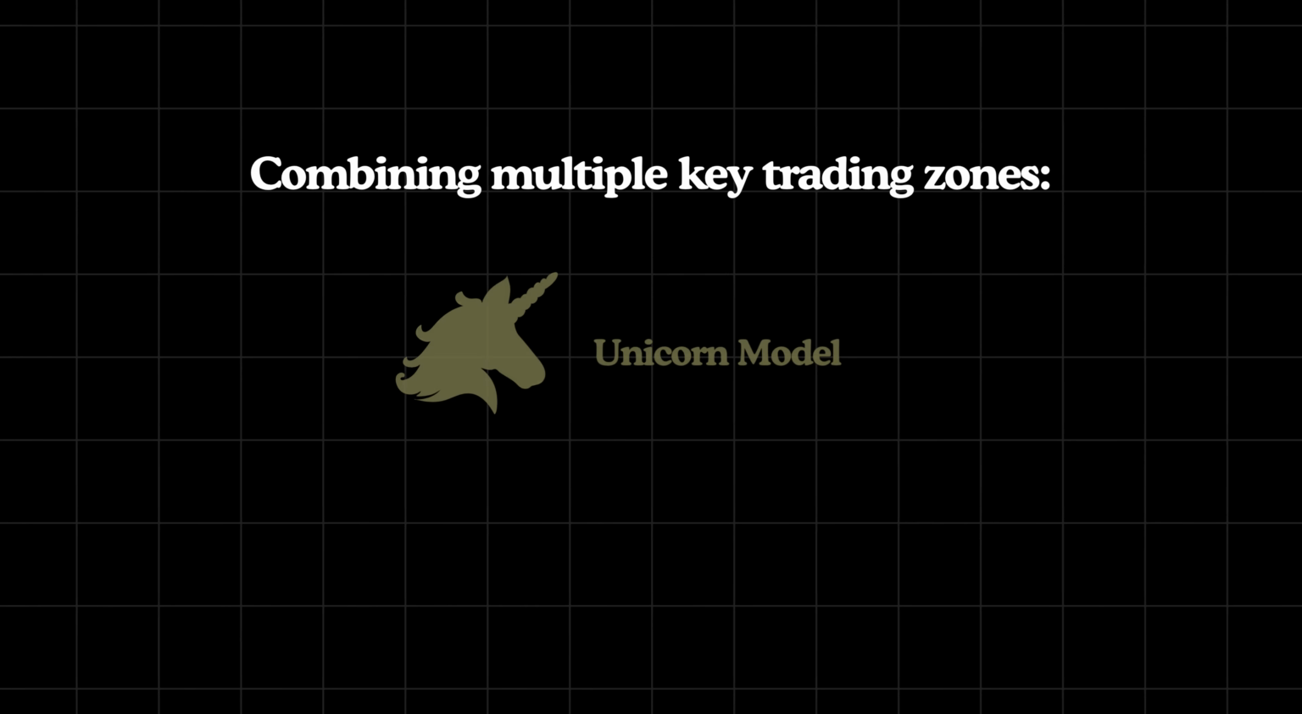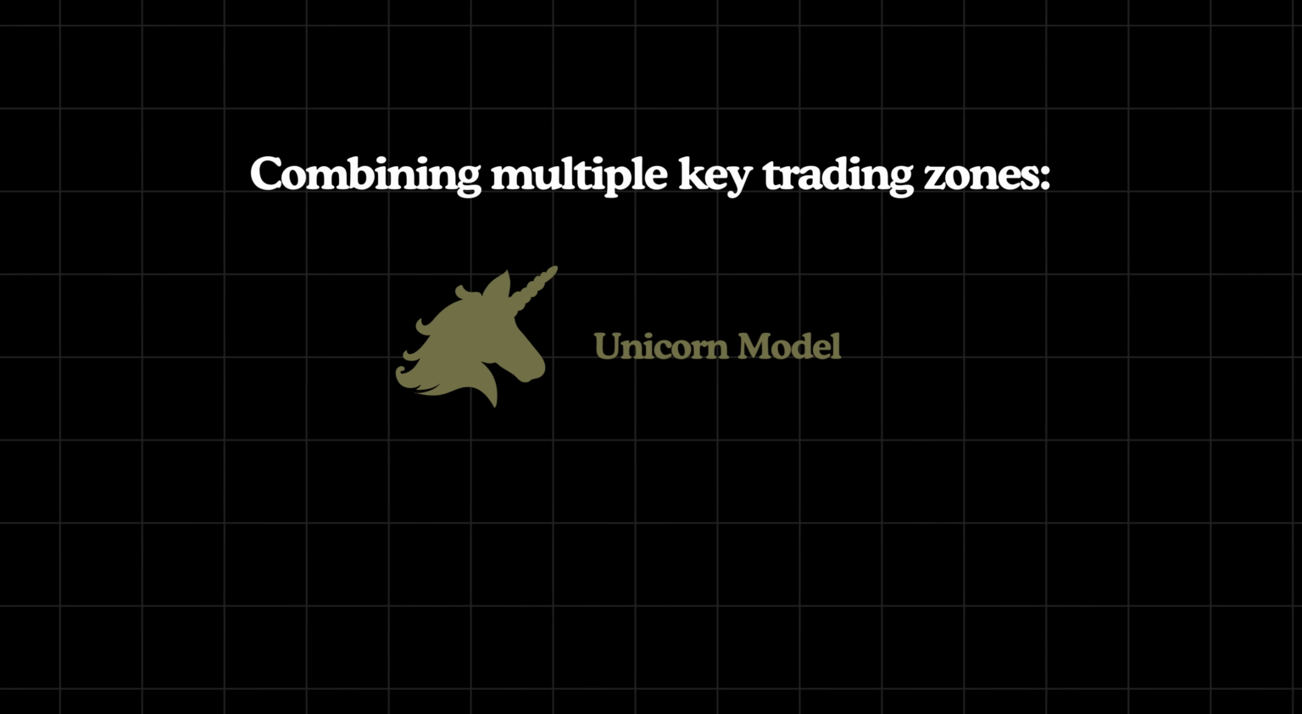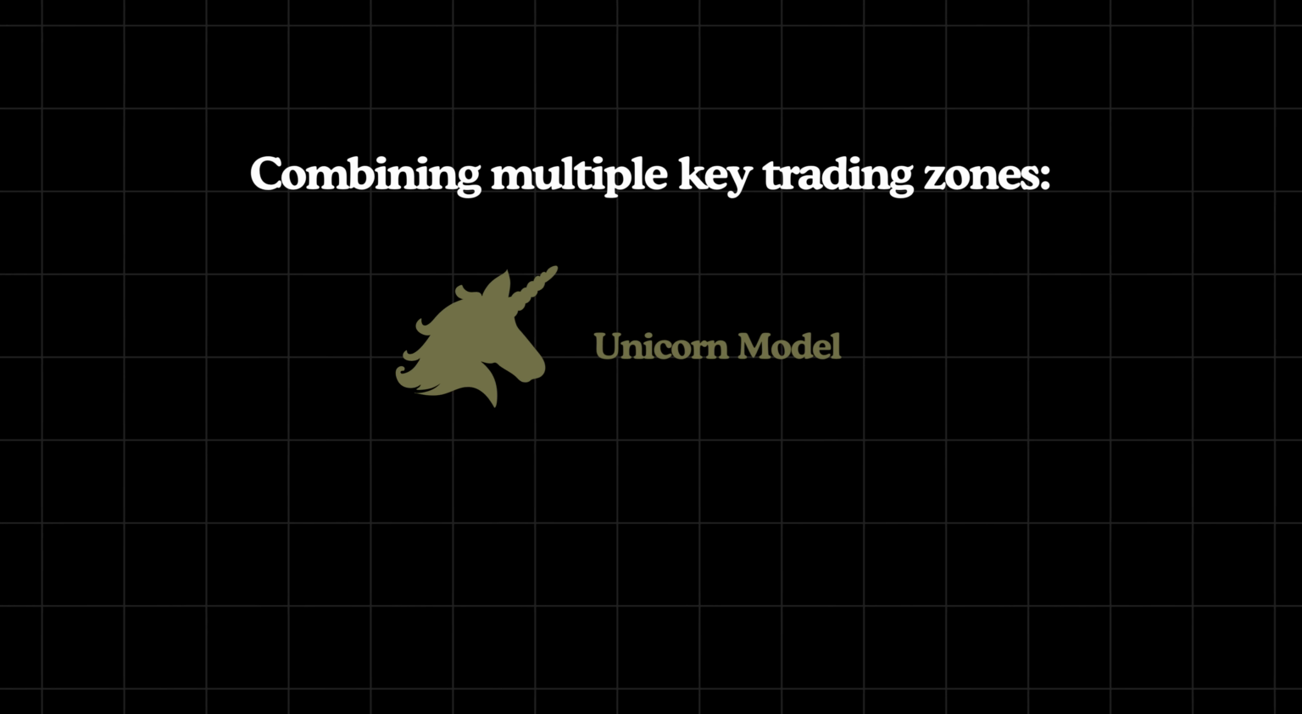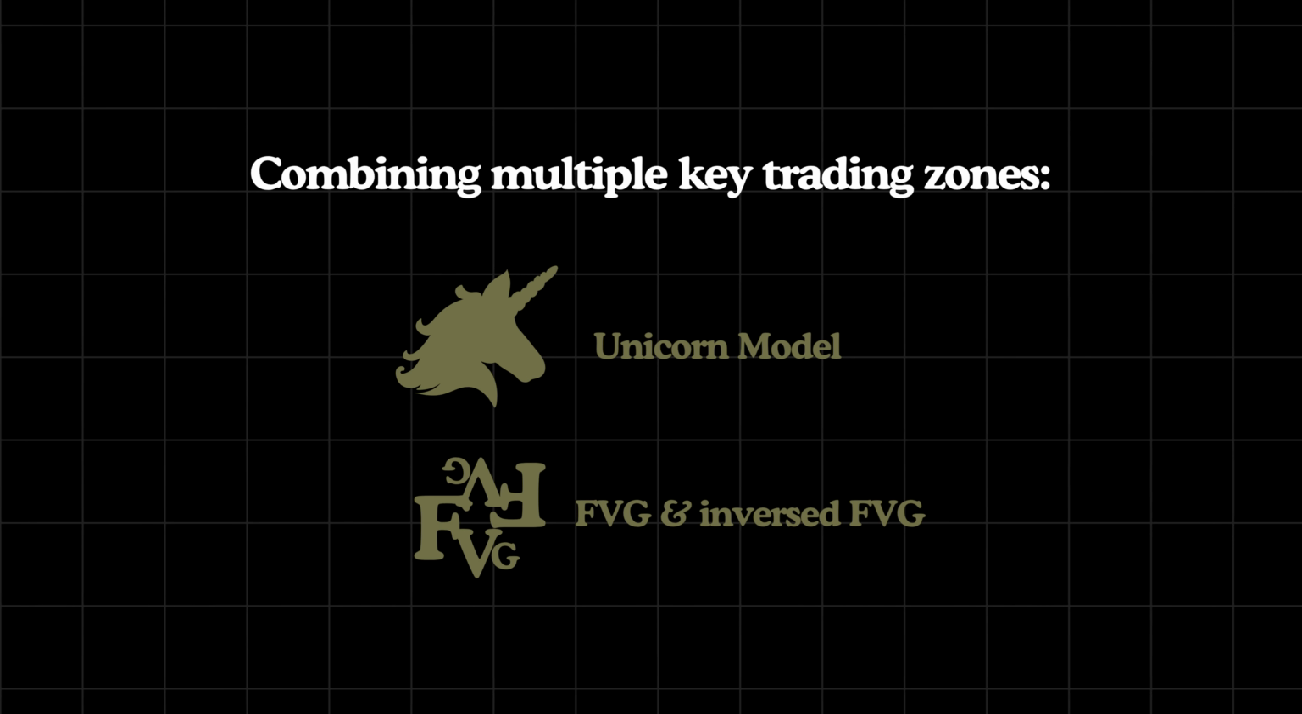Now, merging several significant trading zones isn't unique to the unicorn model. Another powerful setup frequently spotted in charts is the combination of a fair value gap and a reversed fair value gap.